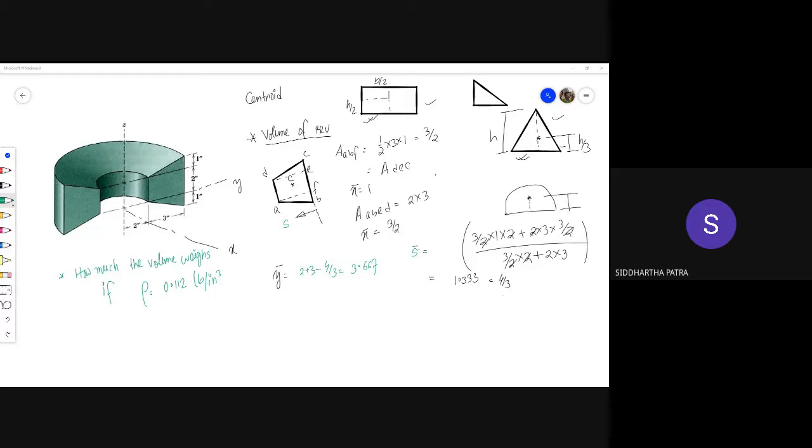So all you need to do is get the volume and then multiply with the density, so you have the value for the mass.